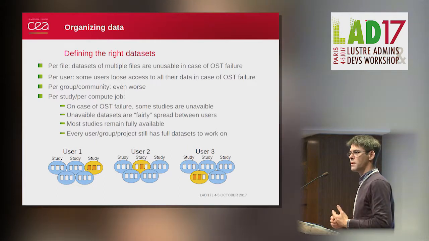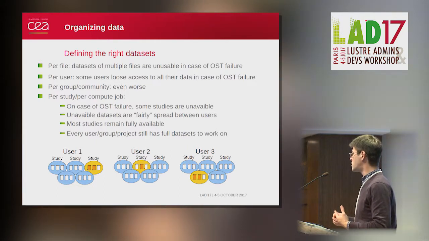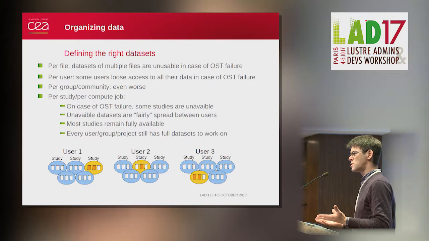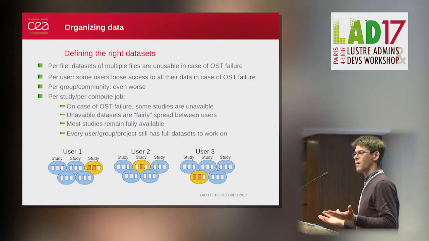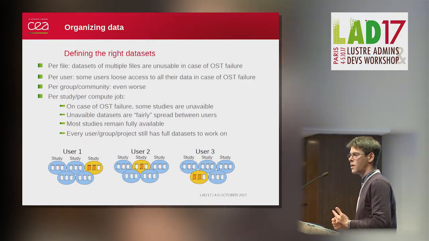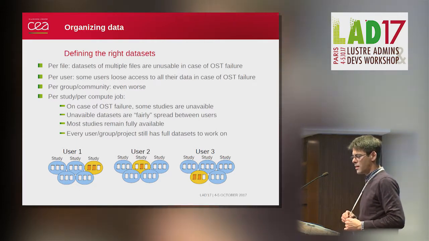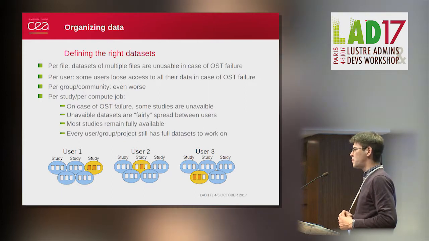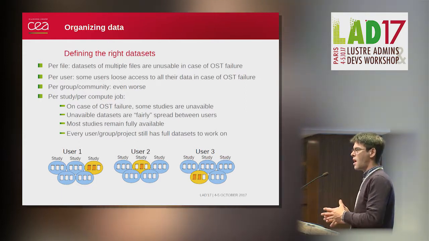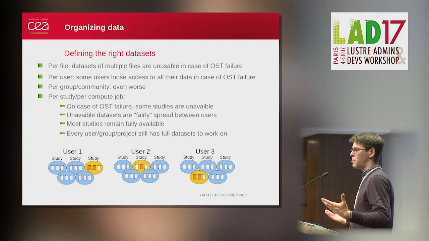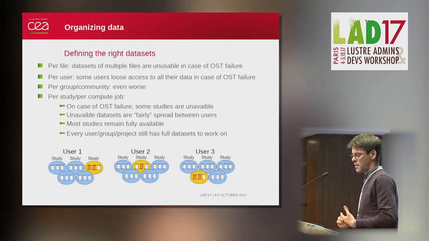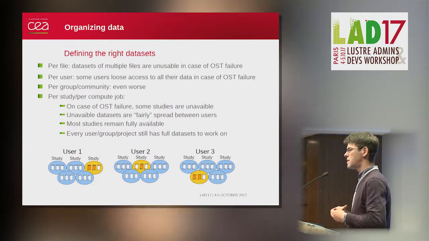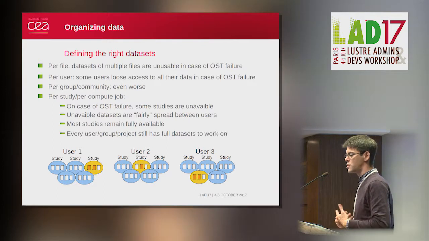So in case of an OST failure, most users won't be impacted at all, but the impacted users will have no data available at all, so they can't work. Even worse, if you group your data into pools per group or community, if you have an OST failure, the whole community won't be able to work. Whole communities will be totally impacted and won't be able to continue their job.